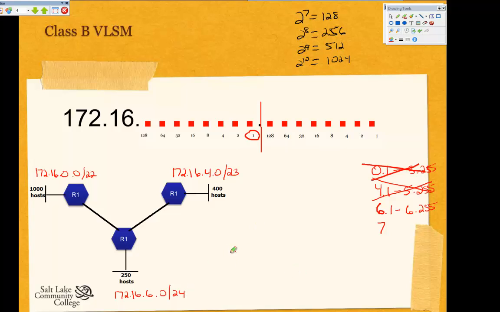And that is subnetting a class B with variable length subnet masking. As you can see, it's not much more difficult than doing a class C. Once you combine the subnetting of a class B and the variable length subnet masking of a class C, combine those skills together and you can easily use variable length subnet masking with a class B.